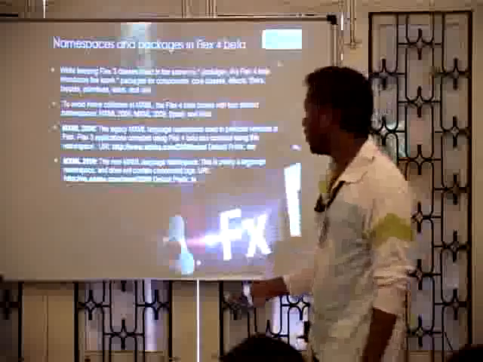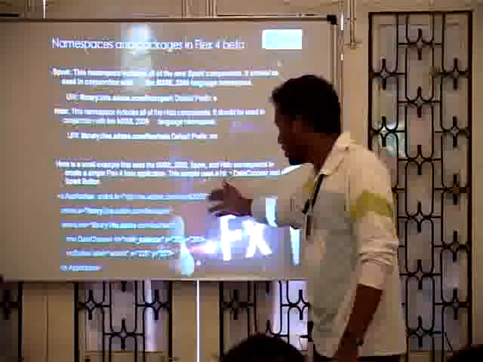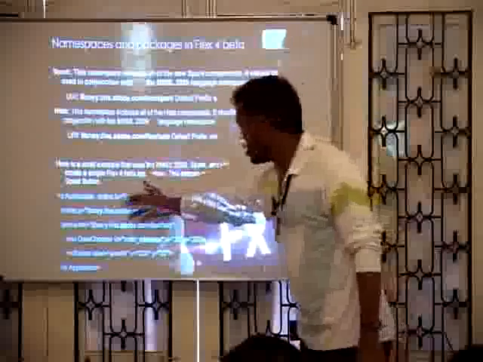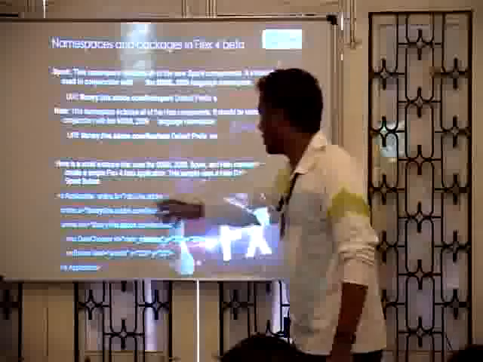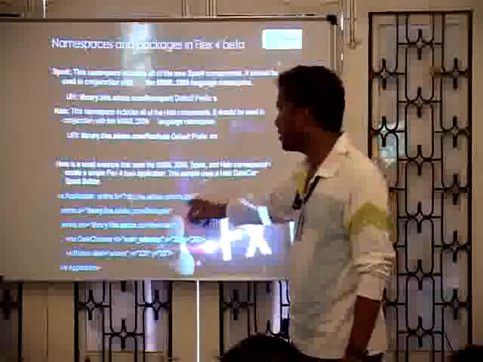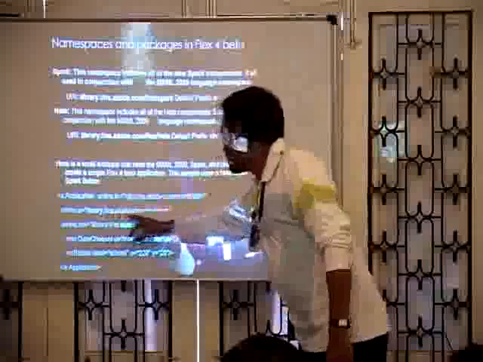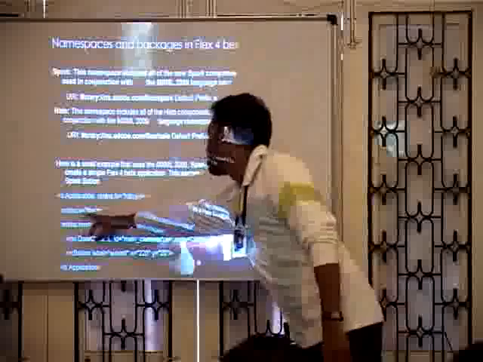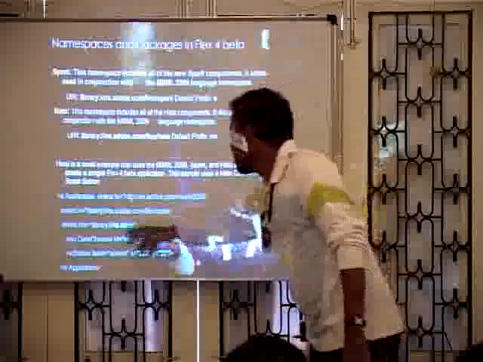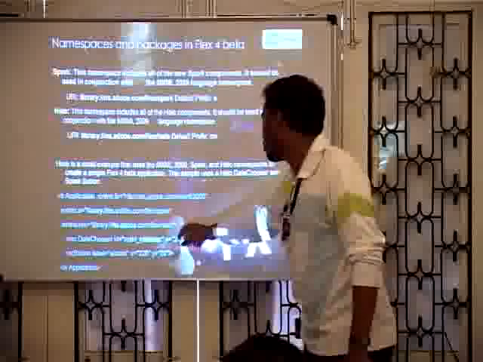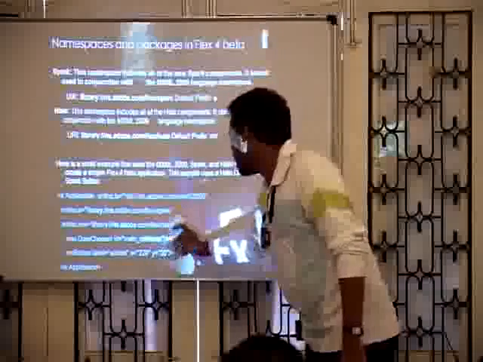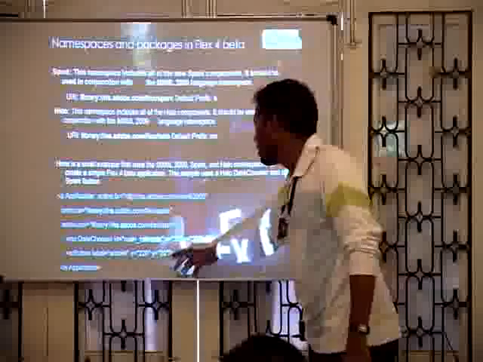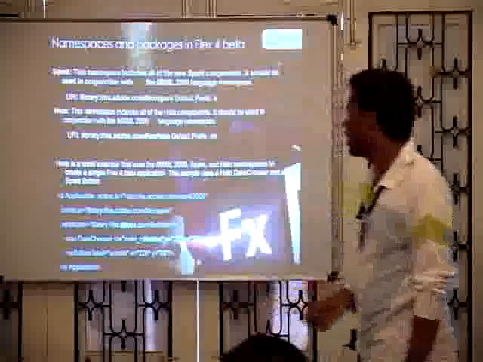Next, this is how the Flex 4 application will look. This is the application tag. This is the Flex 4 MXML 2009 namespace, and this is the Spark component namespace, with the prefix S, and MX, which is the Halo namespace here. In between, we are going to use a Halo component, the Halo DateChooser, and this is the Spark Button component.